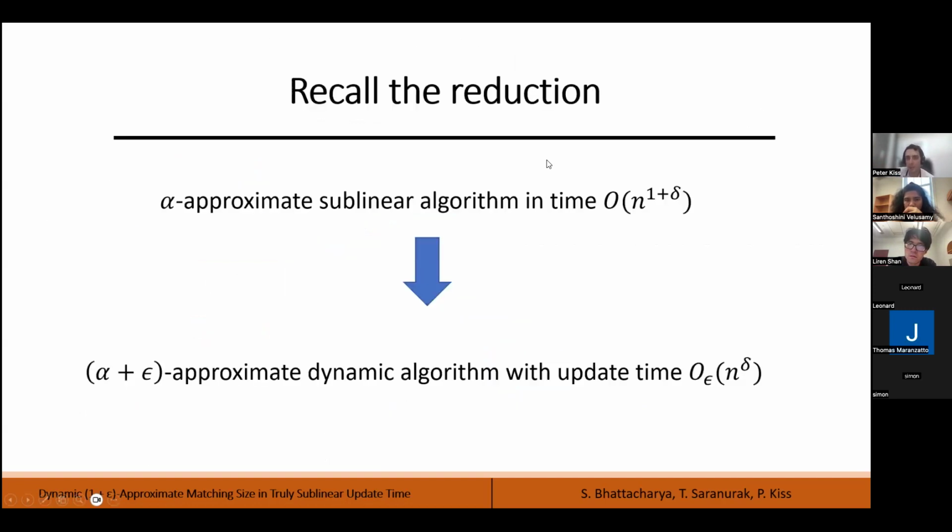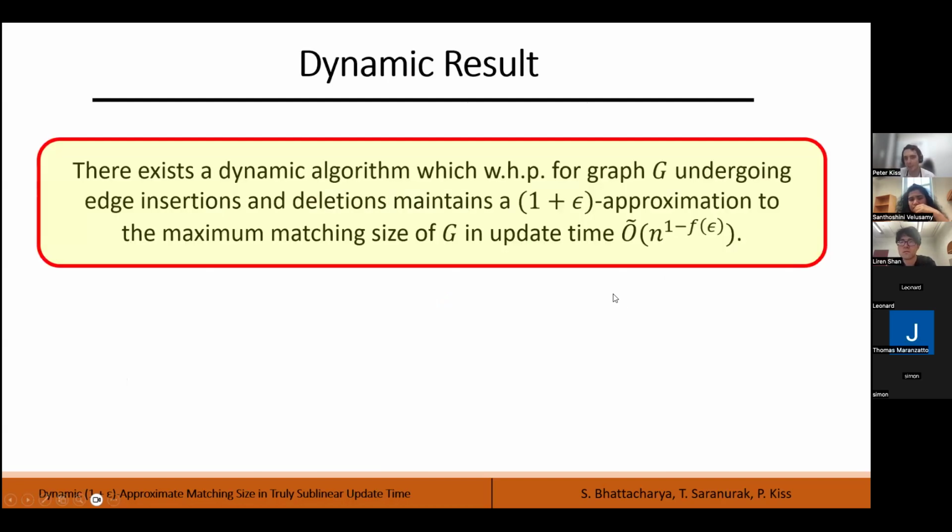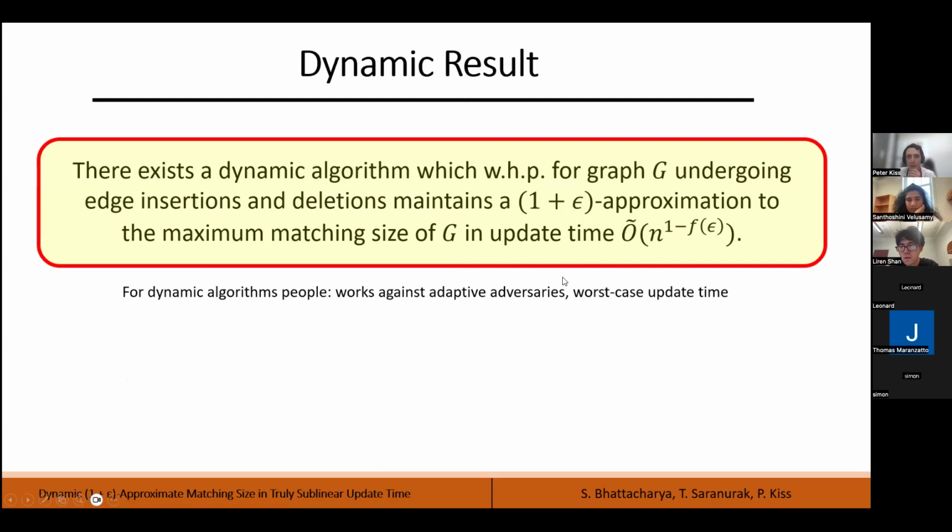So recall our reduction. We said that if we have an alpha approximate sublinear algorithm in n to the 1 plus delta time, then we get an alpha plus epsilon approximate dynamic algorithm with update time n to the delta. So this almost instantly gives us our second result, which is a 1 plus epsilon approximate dynamic algorithm for maintaining the size of the matching, which runs with update time n to the 1 minus a function of epsilon. So truly sublinear for any epsilon.